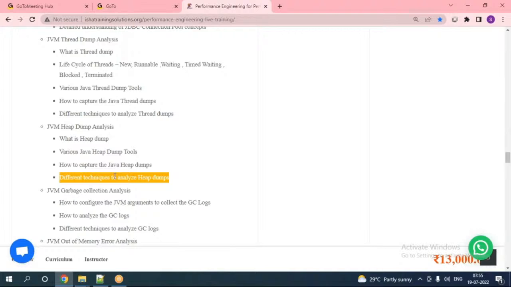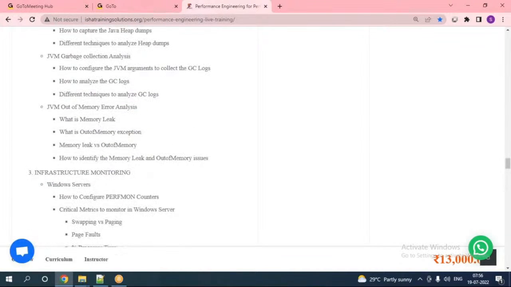This heap dump analysis, the heap dump capture feature, is actually available in Dynatrace, which means you can use that tool for your heap dump capture as well. And then the next very important topic is your garbage collection analysis, because that is also important.